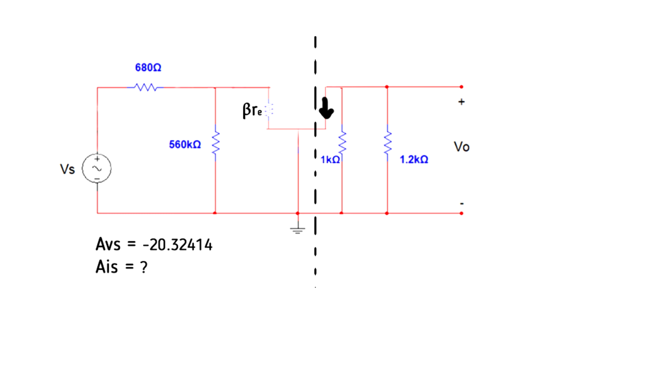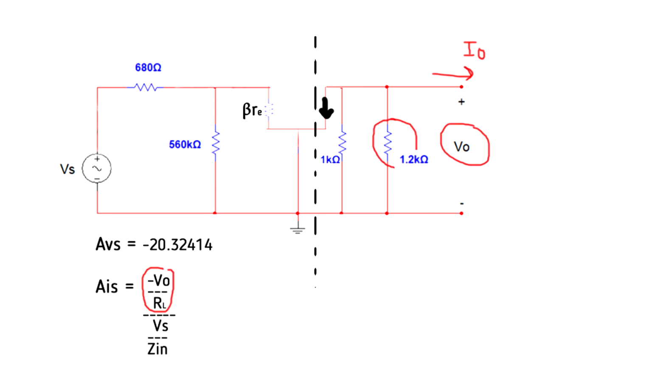Now let's proceed to AIS, or the current gain in terms of the source. The formula is the same as voltage gain, output current divided by the source current. To get these currents, we have to use Ohm's law. The output current, as shown in red, is equal to negative VO over RL. It is negative because the current is going away from the resistor. The source current is shown in green, Vs over Z in. It is positive because the current is going towards the resistor.